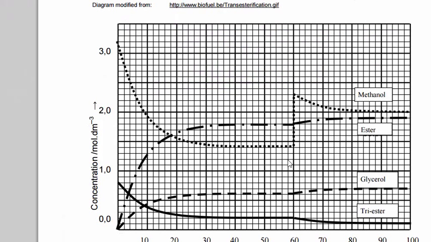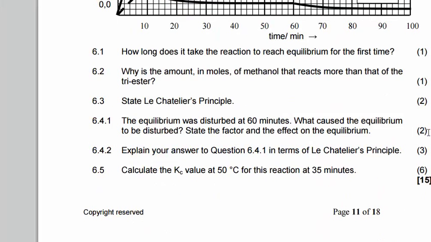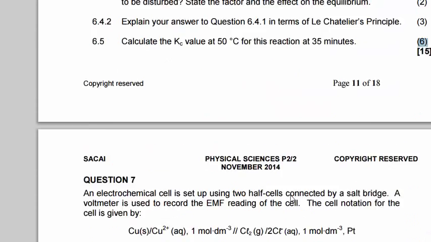And for the other ones it is at 1.4, and this one at 0.2. So 1.4 cubed times 0.2 to the power of 1. And that's entering into your calculator. That's actually lovely, huh? Easy question for 6 marks. Okay. Cool.